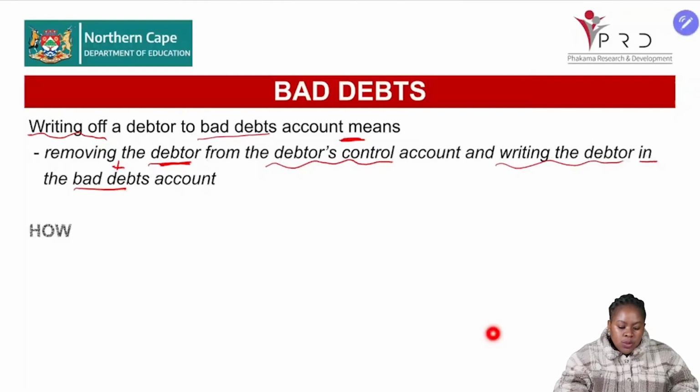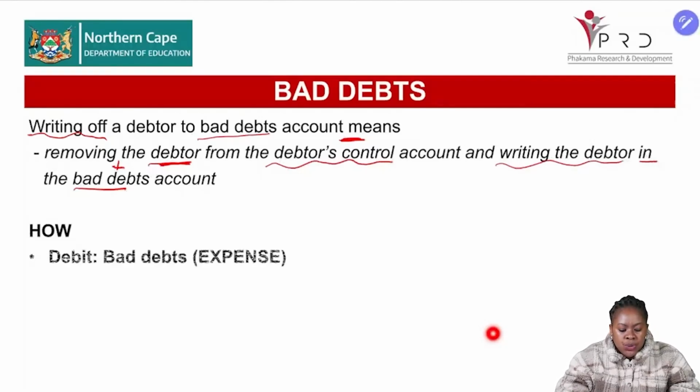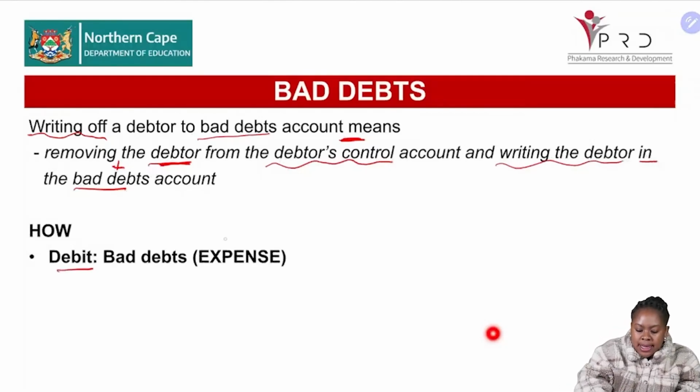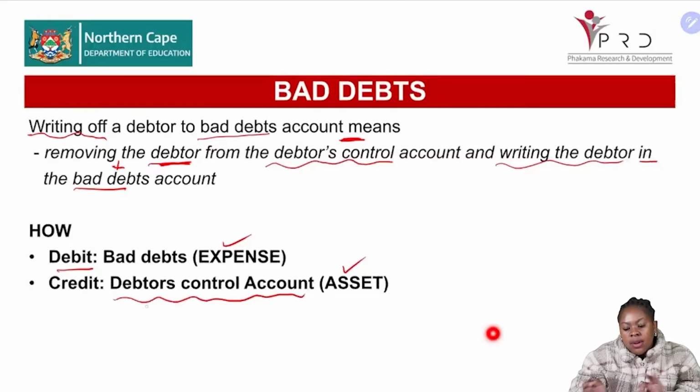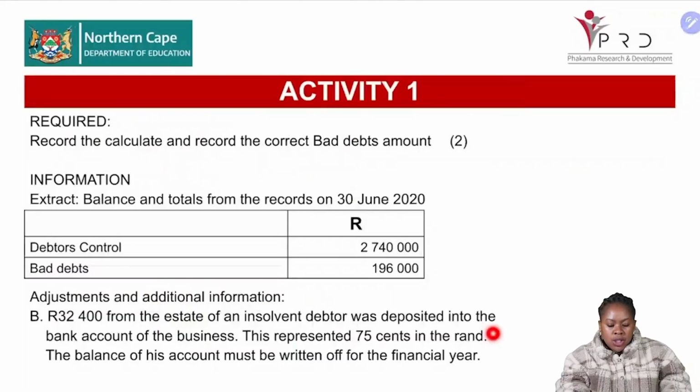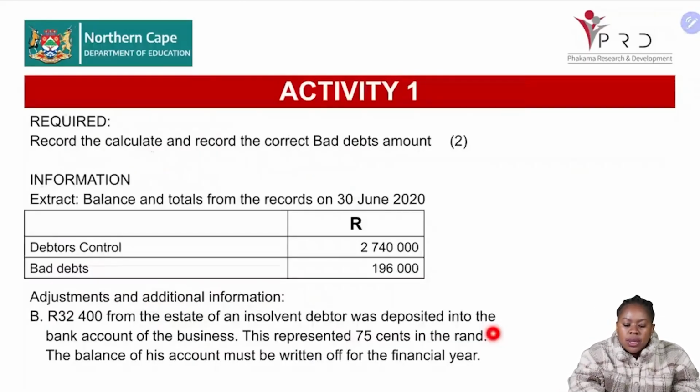Okay, so then let's move on. How do we do that? We debit our bad debts, which is an expense, and then we credit our debtors control account, and this is our asset. Remember, assets become less on the credit side, hence why we are crediting our debtors control account. Okay, now let's quickly do an activity. It says calculate and record the correct bad debts amount. There it is. So 2 minutes to quickly calculate this. See you in 2.